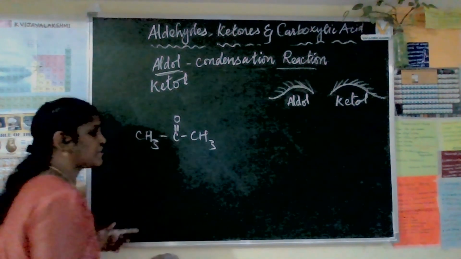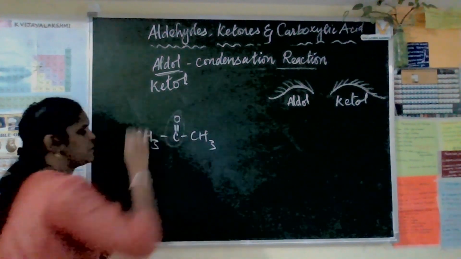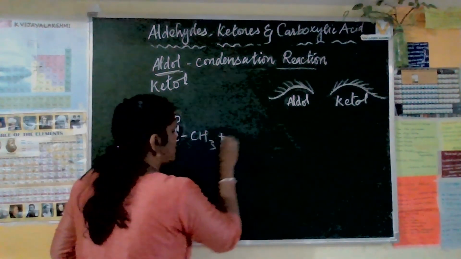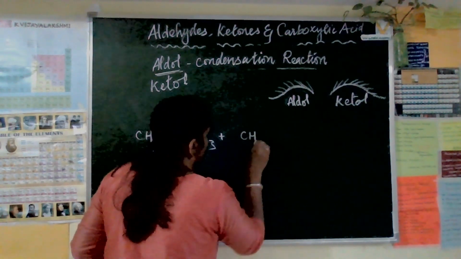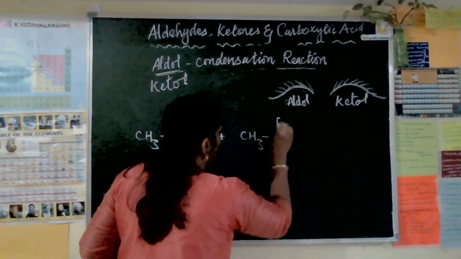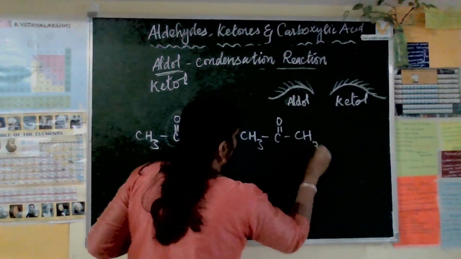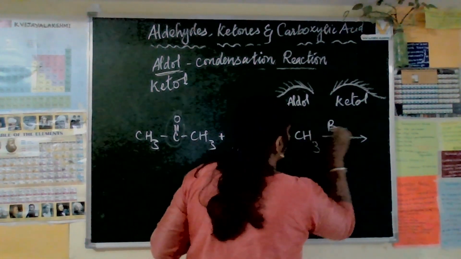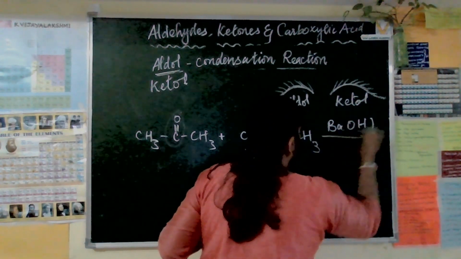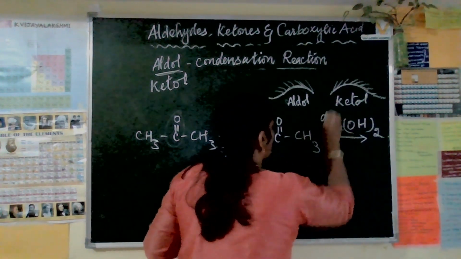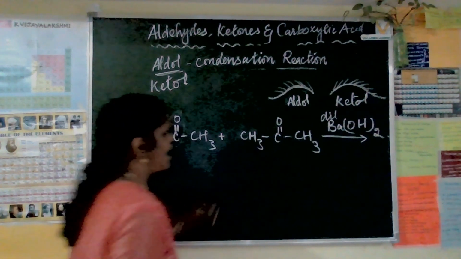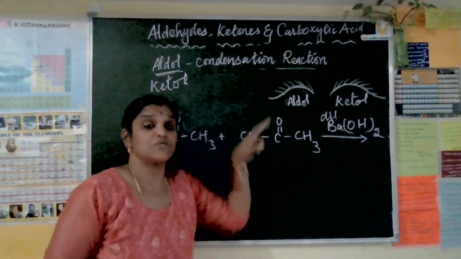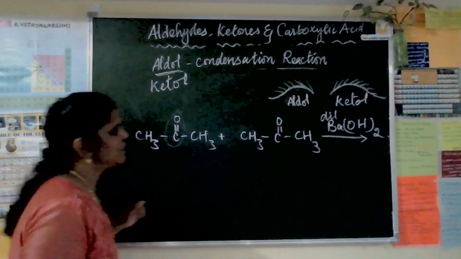In this, which is the functional group? Of course, this C double bond O is the functional group, carbon and oxygen, combined with CH3 here: CH3, C double bond O, CH3. Now here you are taking barium hydroxide, dilute barium hydroxide solution. I just mentioned aldol and ketal both are very, very important, I just mentioned it that way.